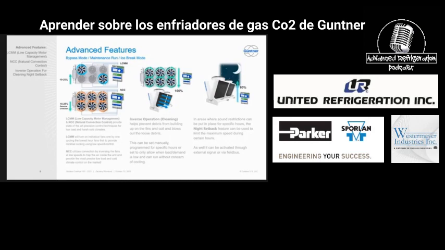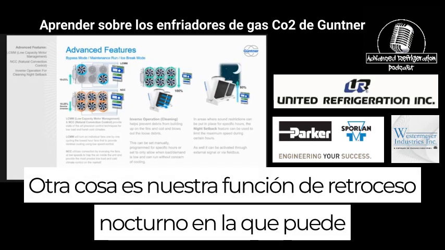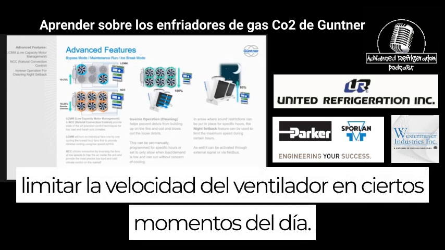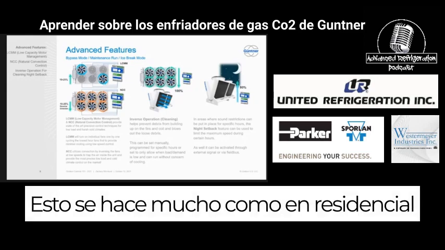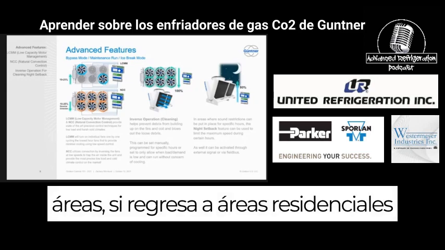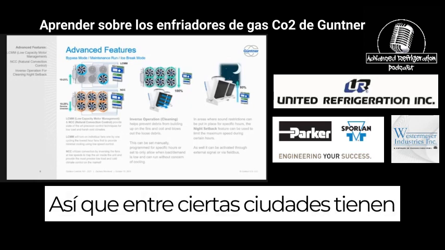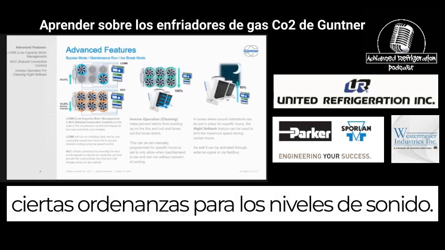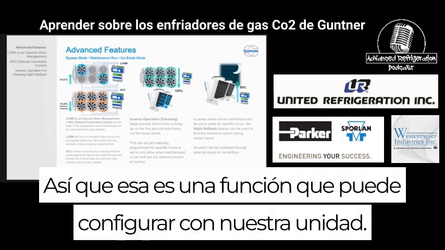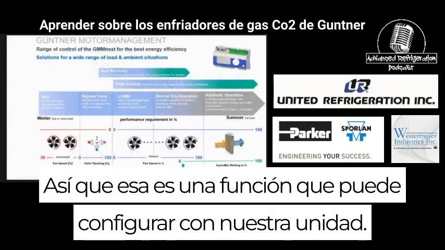So another thing is our night setback feature where you can limit the fan speed at certain times of the day. This is done a lot in residential areas, where you're backed up to residential areas so that you can limit the sound. Certain cities have certain ordinances for sound levels. So that's a feature you can set up with our unit.